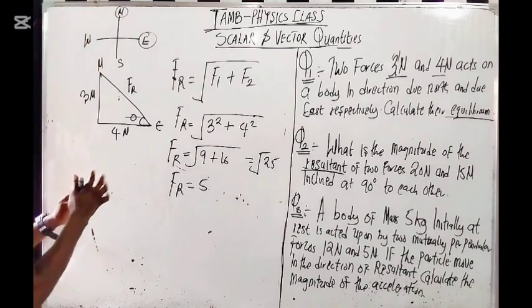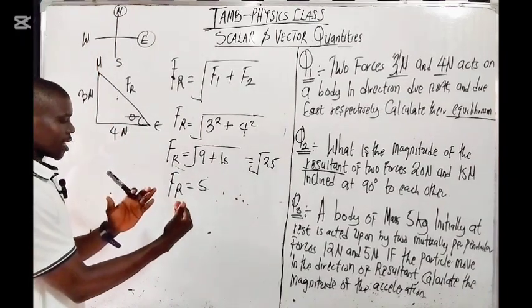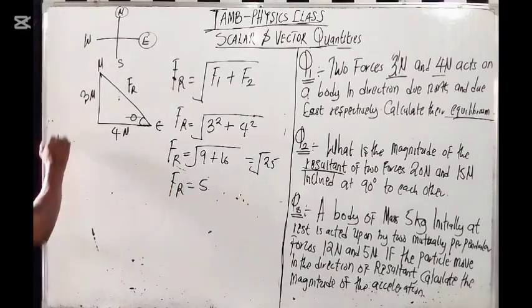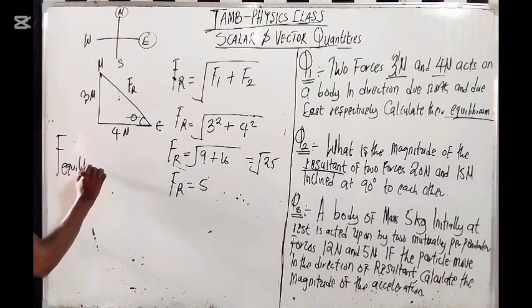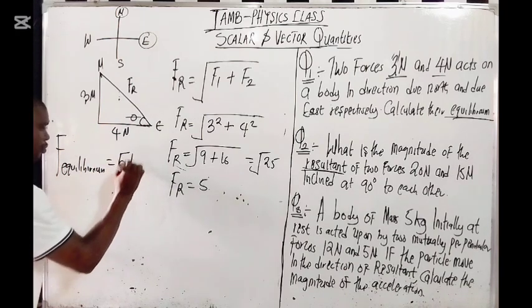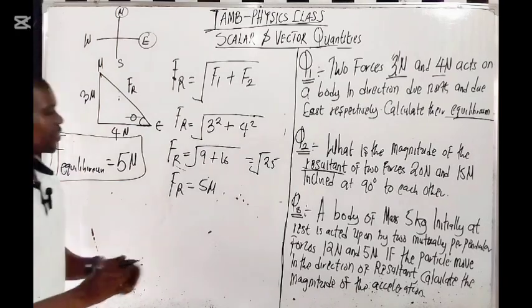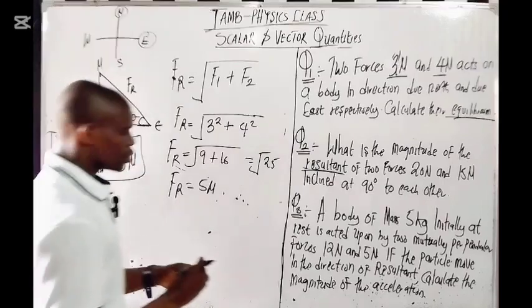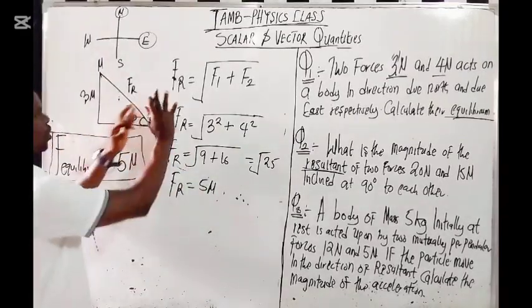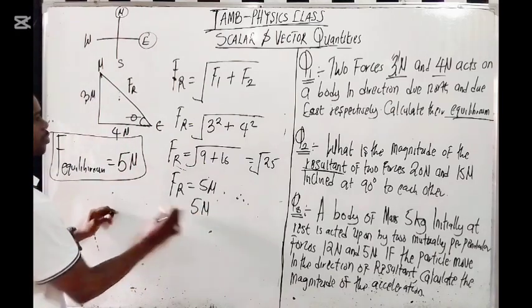Now, if you check very well, the direction is going to be the opposite, so you can say F equilibrium. F equilibrium is 5 Newton. But what makes the difference here? This one you are seeing here, the direction is north east. The magnitude is 5 Newton, right? Now let's get the direction.